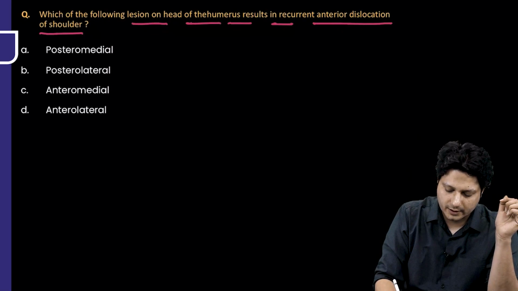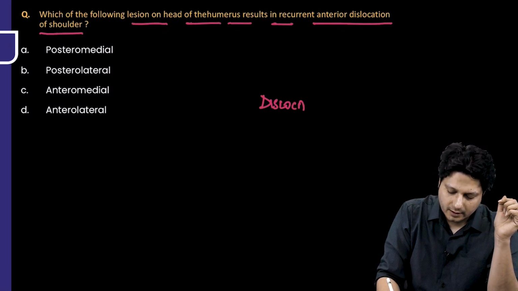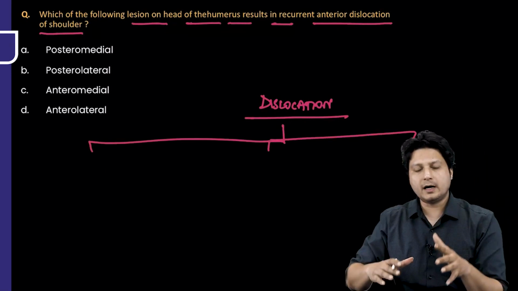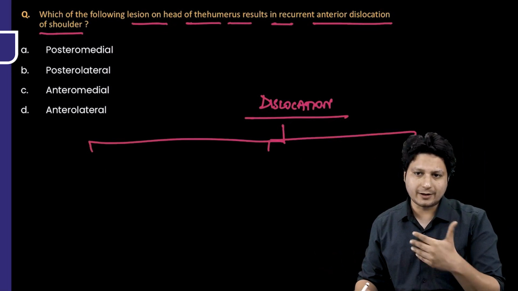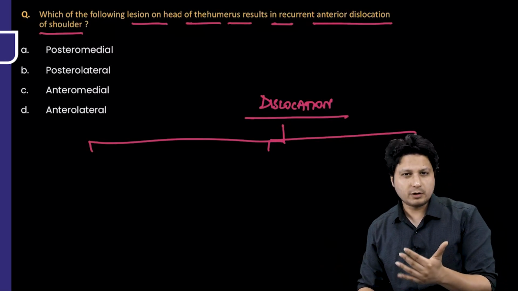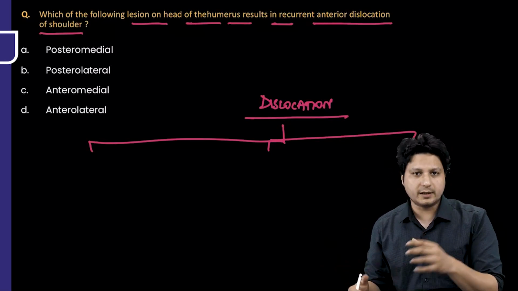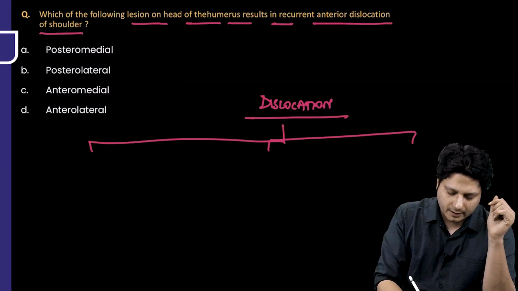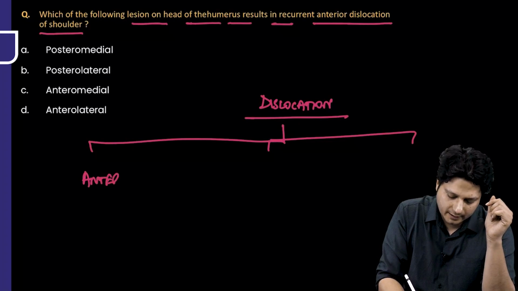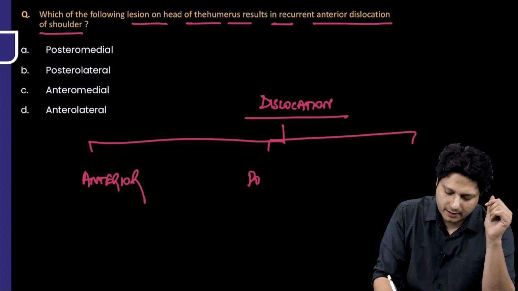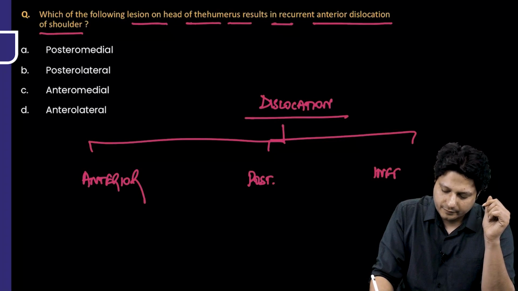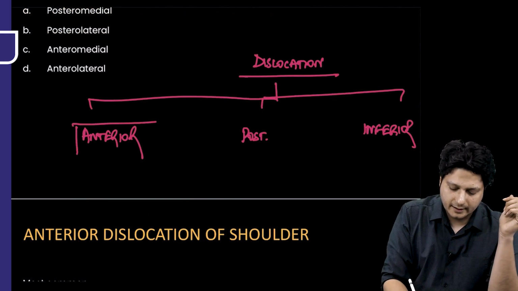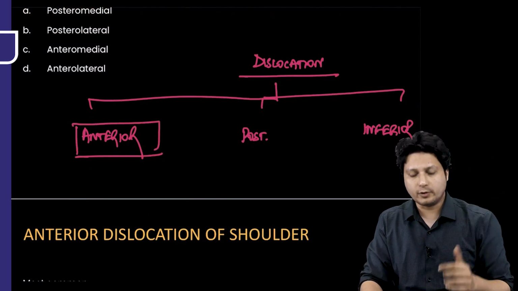Before we talk about the anterior dislocation in particular, the dislocation of the shoulder can be broadly categorized into three, although there could be a combination of dislocations also, like antero-inferior or posterior-inferior. But from your point of view, you need to remember the dislocations are of three types: anterior, posterior, and inferior. The most common one is the anterior dislocation of the shoulder, and this is what we are going to talk about.